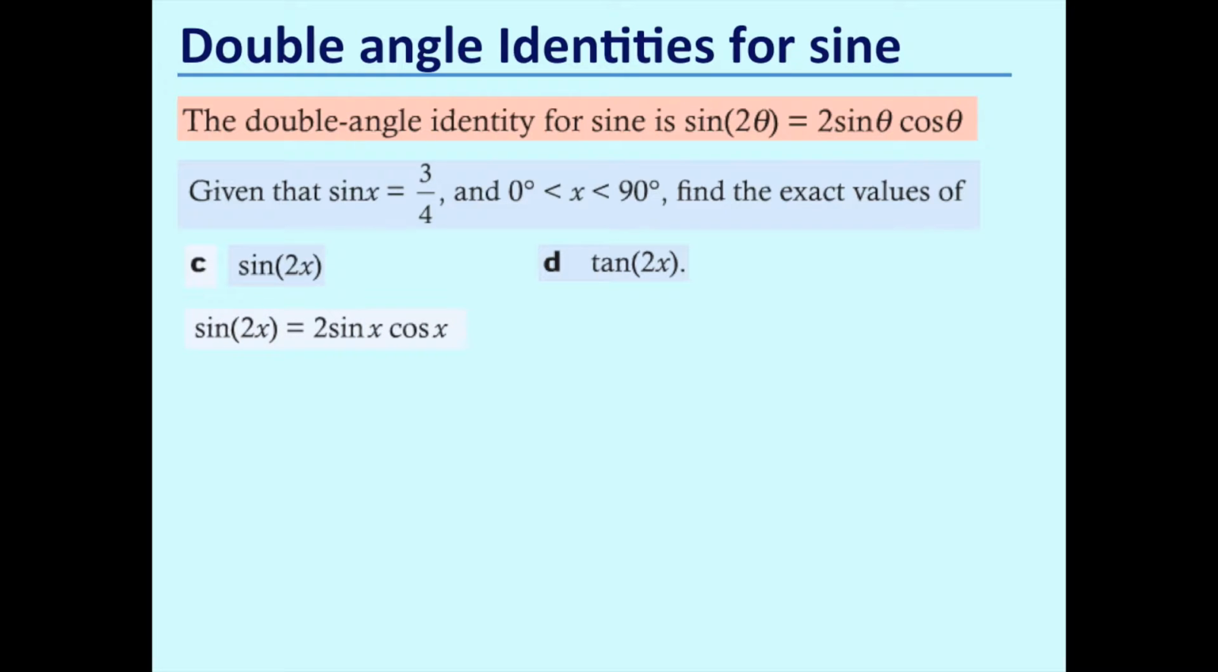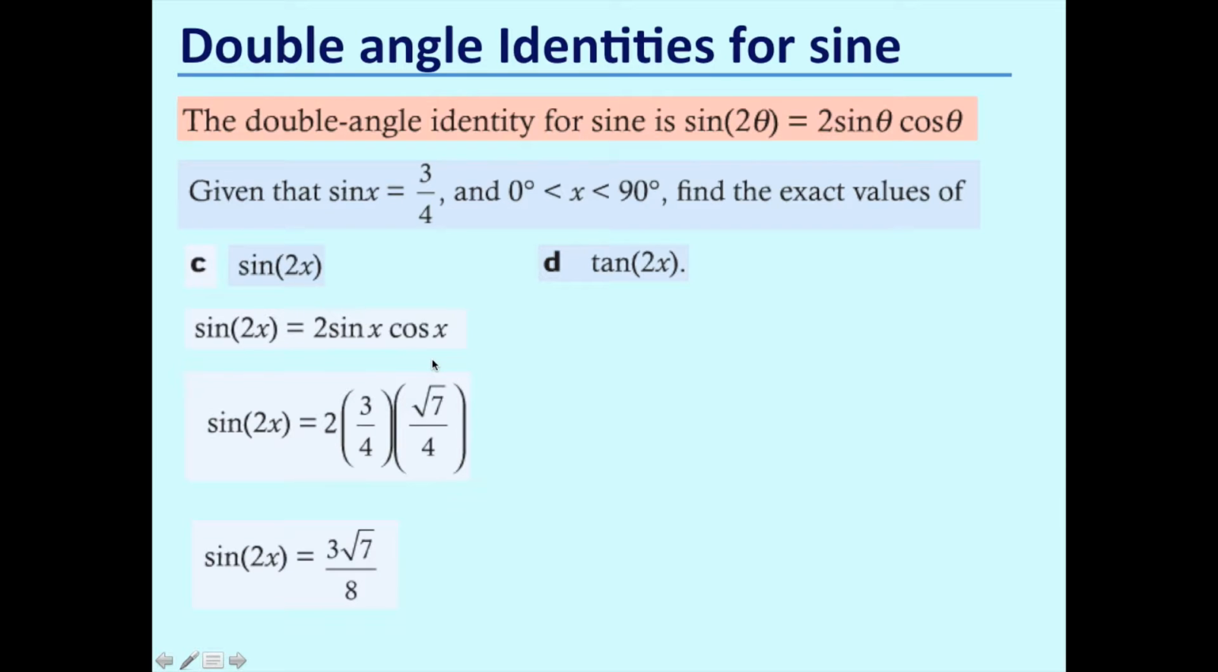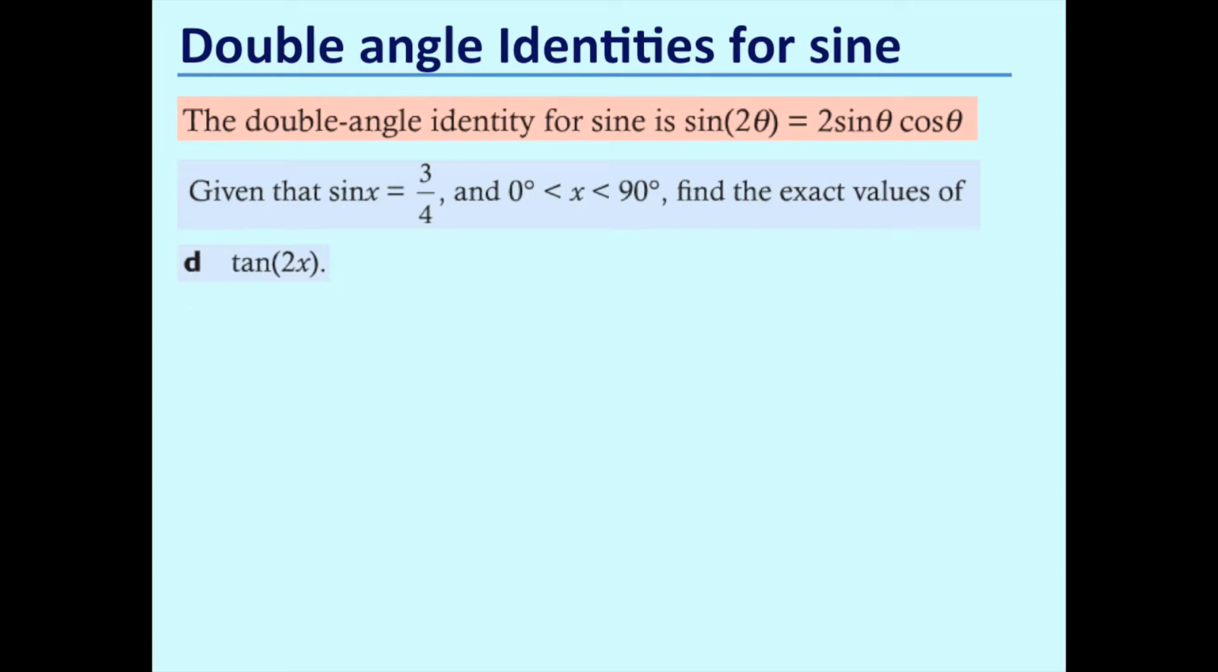So for the first one, sine 2x, well, we can see here we're just going to apply the double angle identity for sine, and we previously calculated using sine squared theta plus cos squared theta equals 1 the value for cos x. So we'd previously shown that cos x equals root 7 over 4, so we can just substitute in 2 times sine x times root 7 over 4, and we can expand that to get 3 root 7 over 8, which is going to be the exact value.